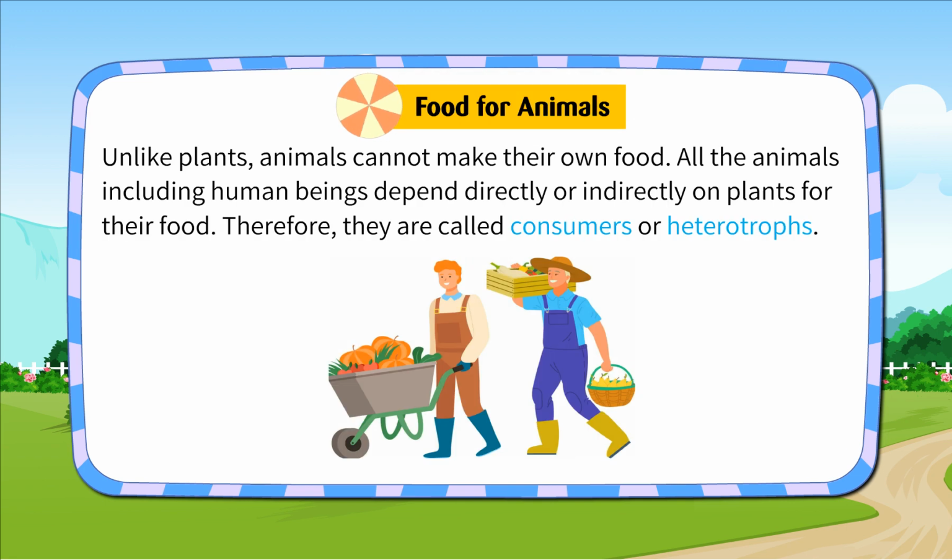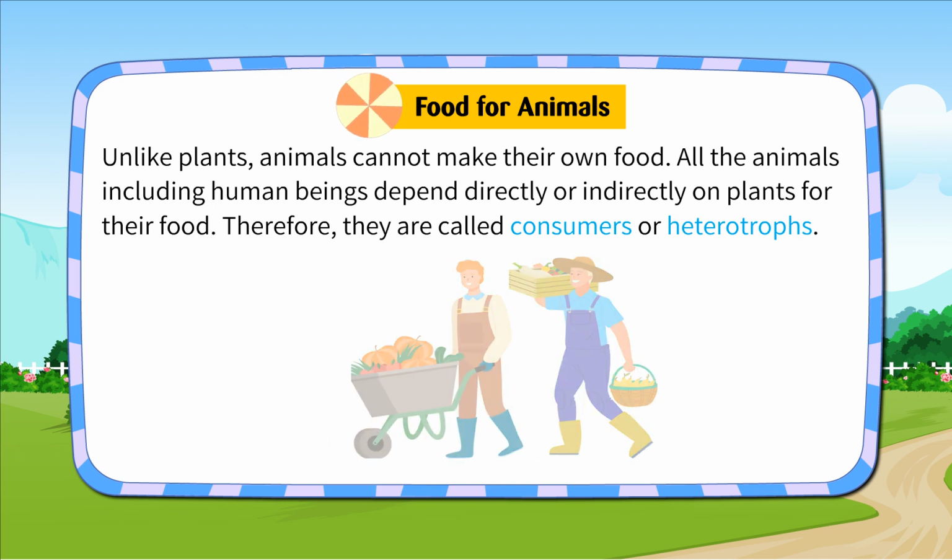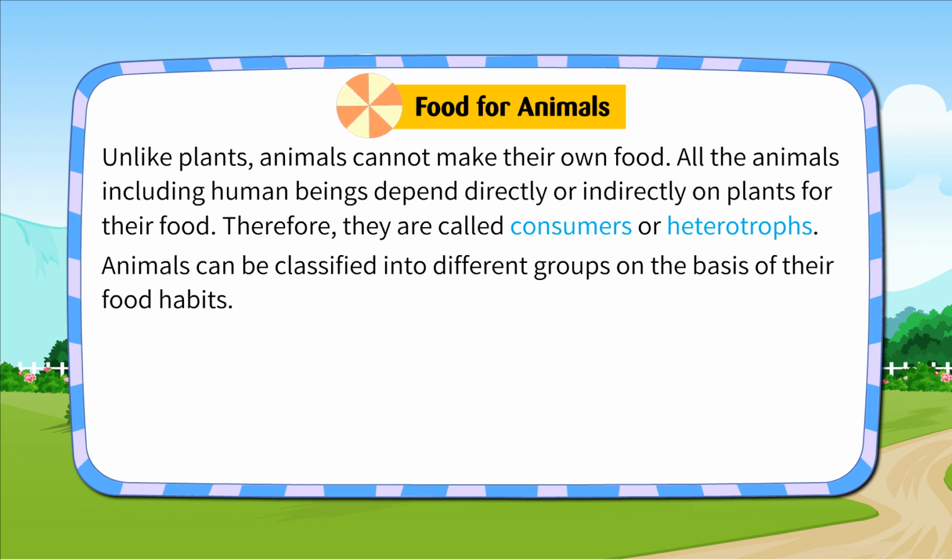Food for animals. Unlike plants, animals cannot make their own food. All the animals, including human beings, depend directly or indirectly on plants for their food. Therefore, they are called consumers or heterotrophs. Animals can be classified into different groups on the basis of their food habits.